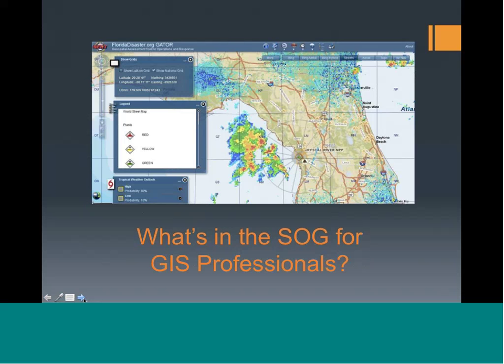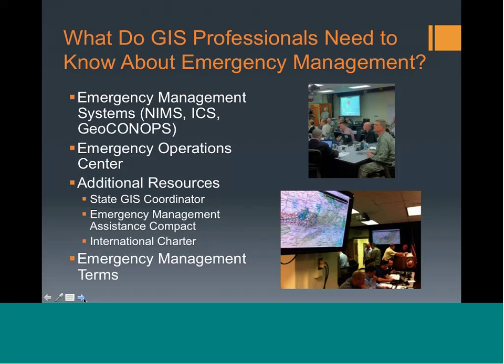So the majority of the document, obviously, is focused on GIS professionals. They need to understand the various systems that are out there, whether it's NIMS, the National Incident Management System, or ICS, or the DHS Geospatial Concept of Operations. They need to know how the Emergency Operations Center works, get that all into their understanding of the environment, and also hopefully, through training scenarios, begin to understand the pressure that comes with working in an emergency operations center.